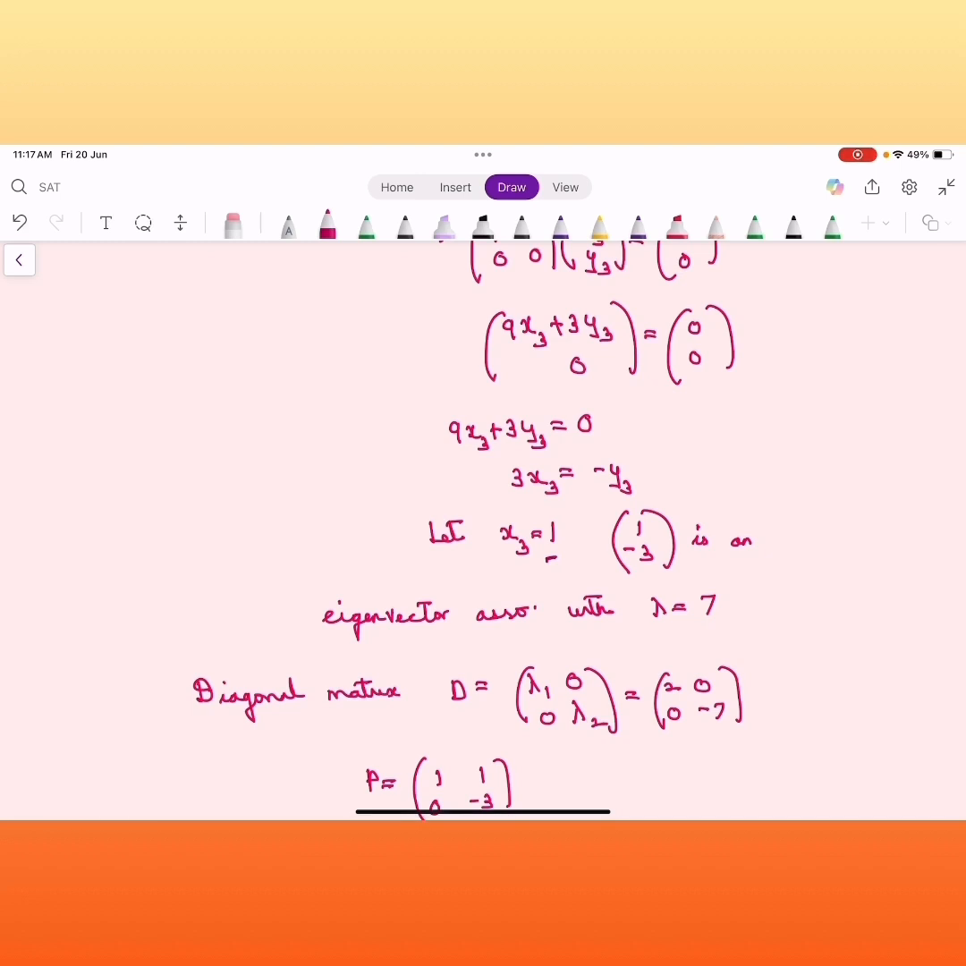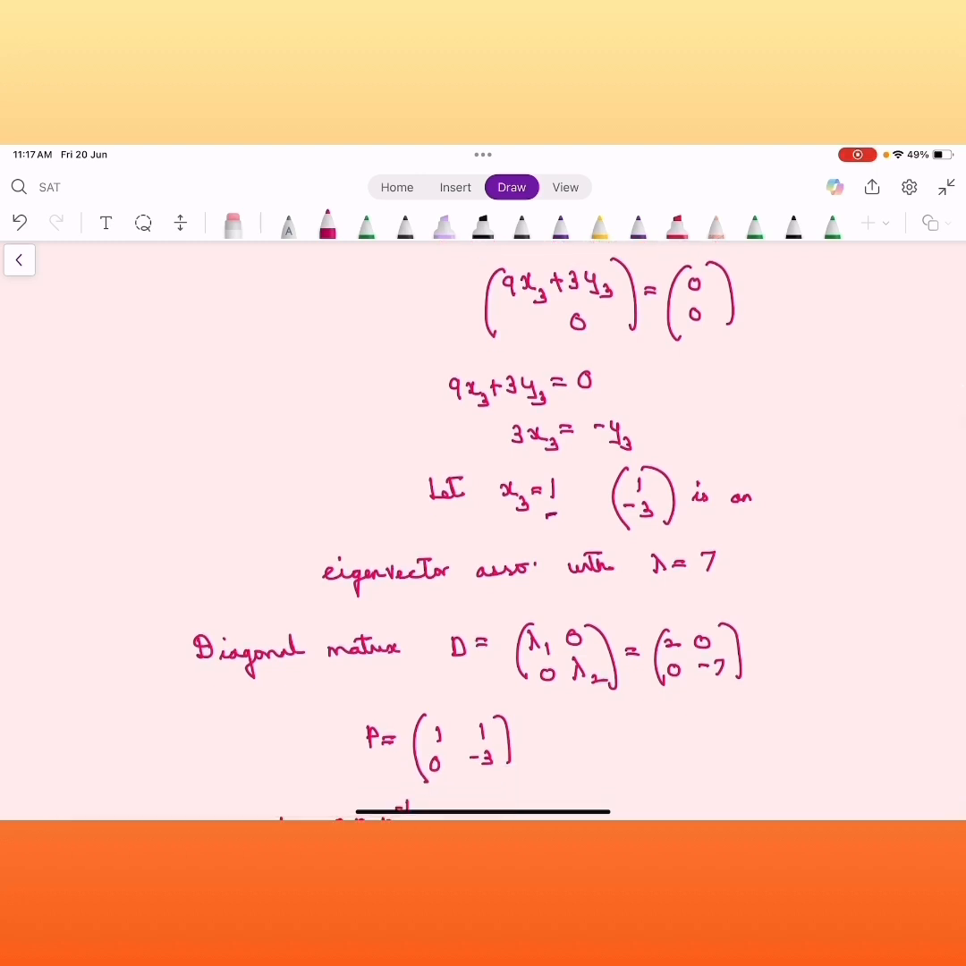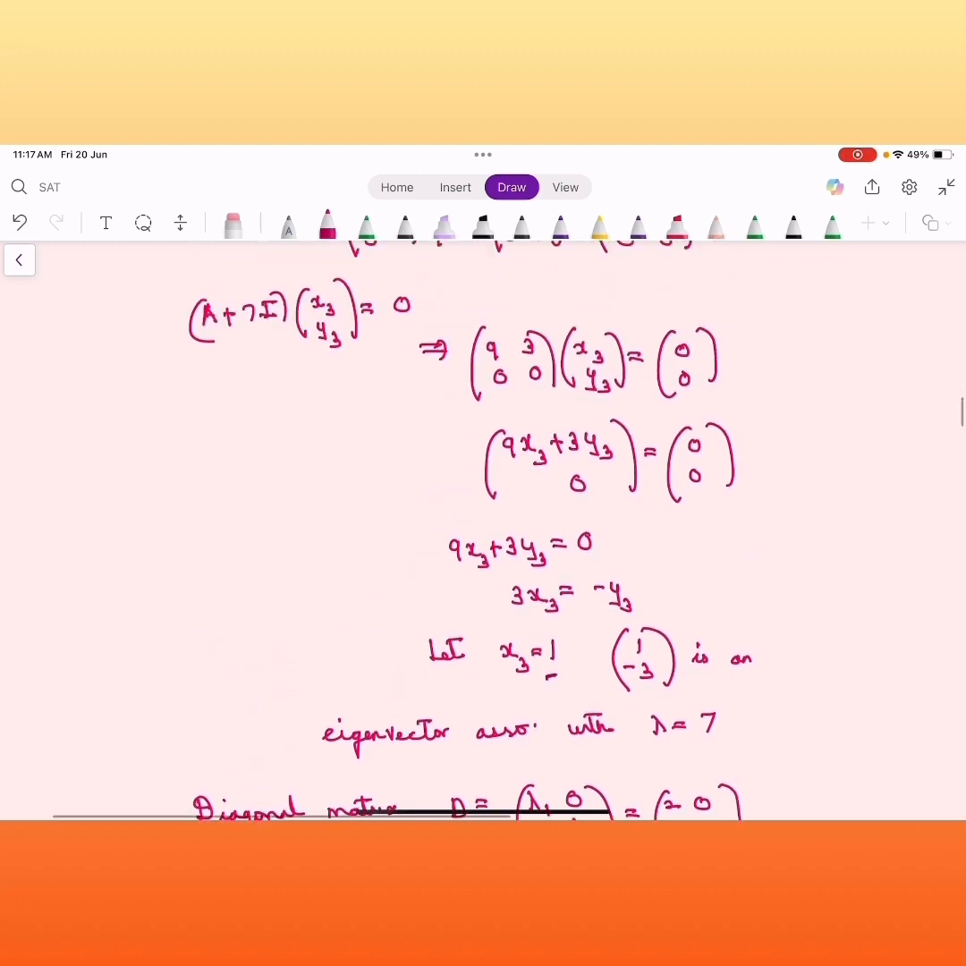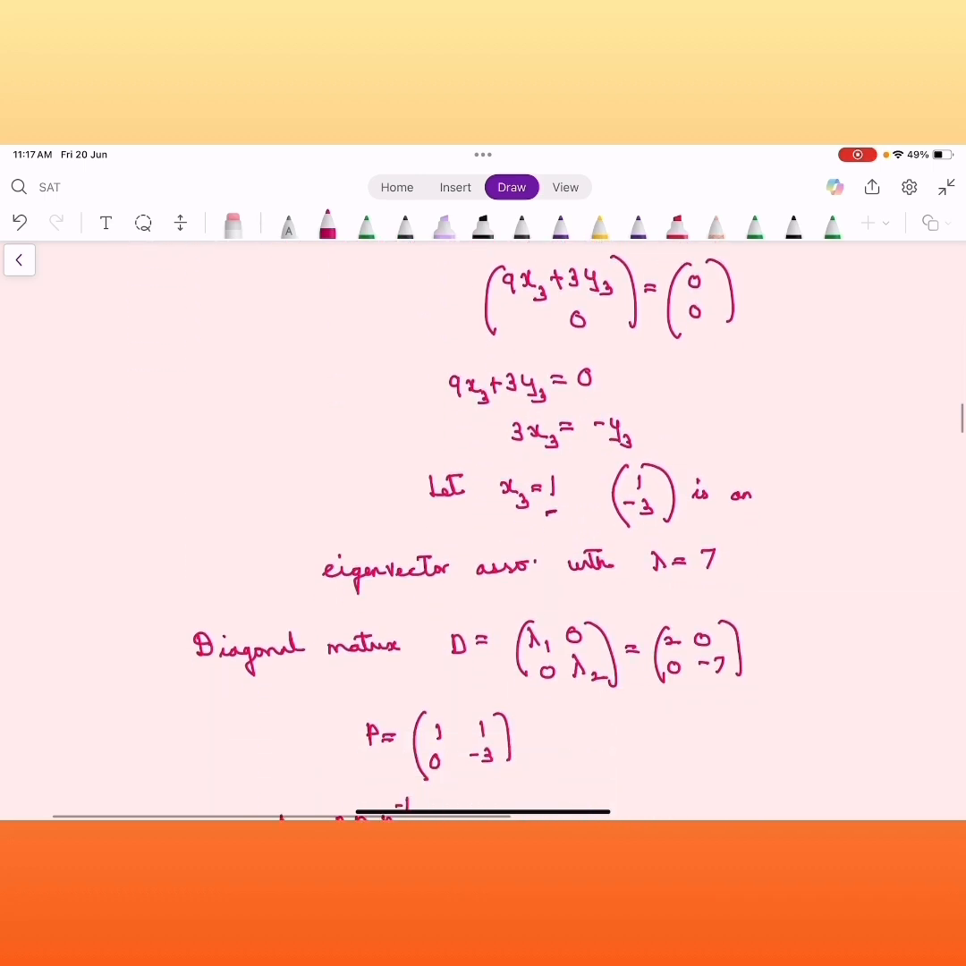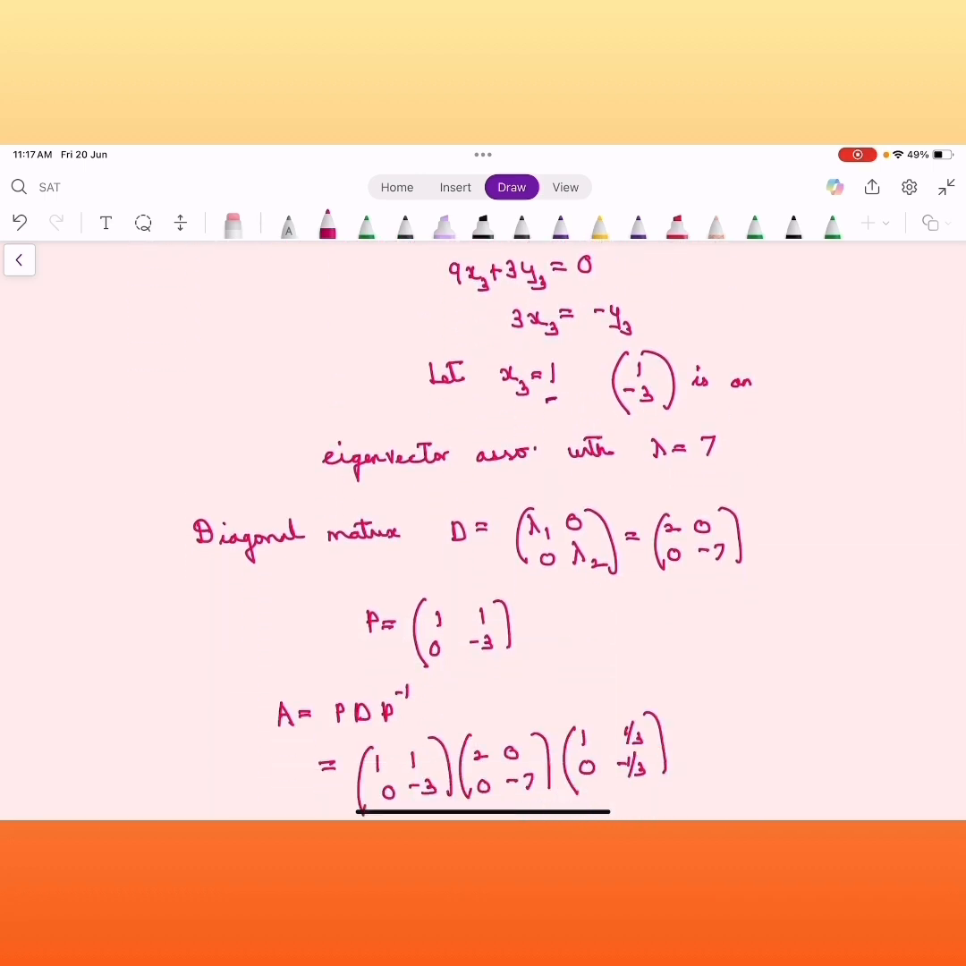So the diagonal matrix D has lambda 1, lambda 2, the eigenvalues, on the diagonal. So it will be 2, minus 7. It's a diagonal matrix. And P will be the matrix with the eigenvectors as its column vectors. What are the eigenvectors? You have 1, 0 and 1, minus 3.